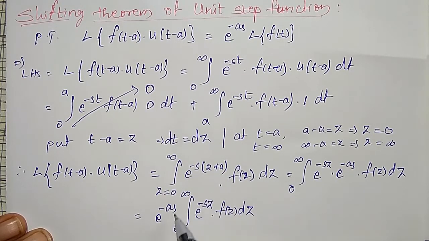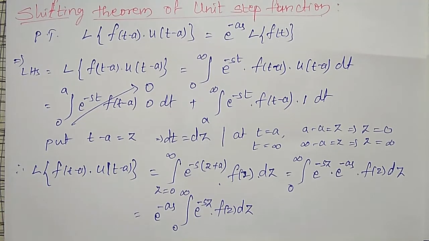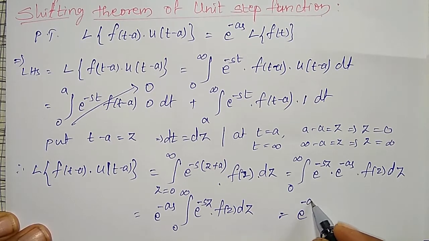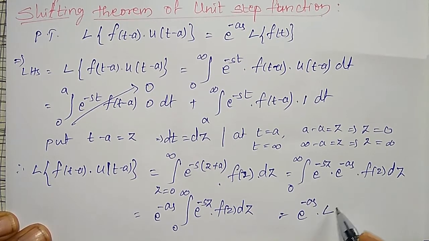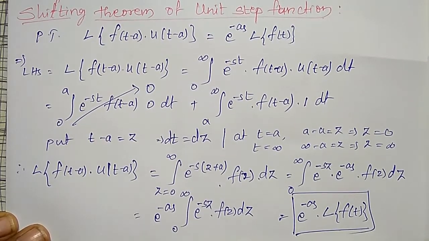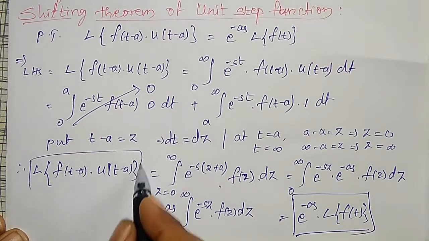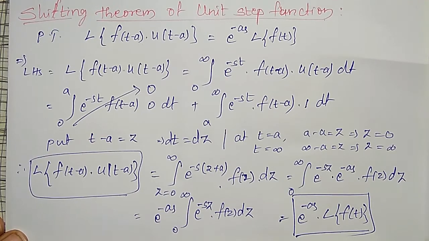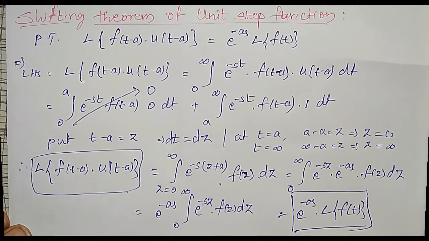And this integration, you can observe here, is very similar to the Laplace transform of f of t, but instead of t, z is used here. If I replace z equal to t again, then I am going to get the same thing. Therefore, its Laplace transform is e to the power minus as into, I can write this as, the Laplace transform of f of t only. This is the required answer. This is a very important property. Using this property, I am going to solve examples.